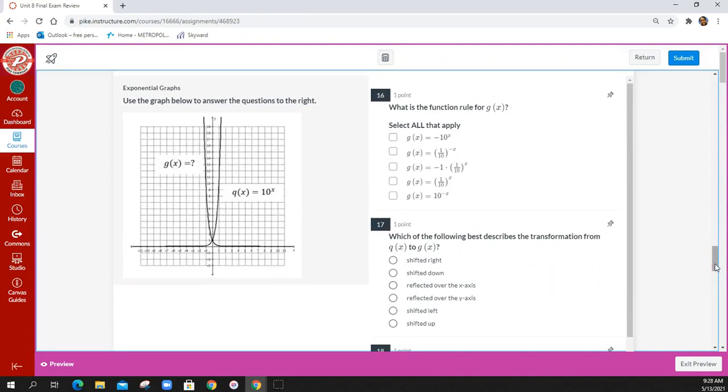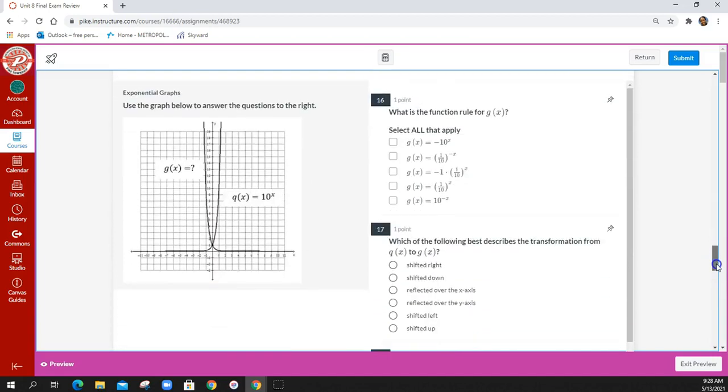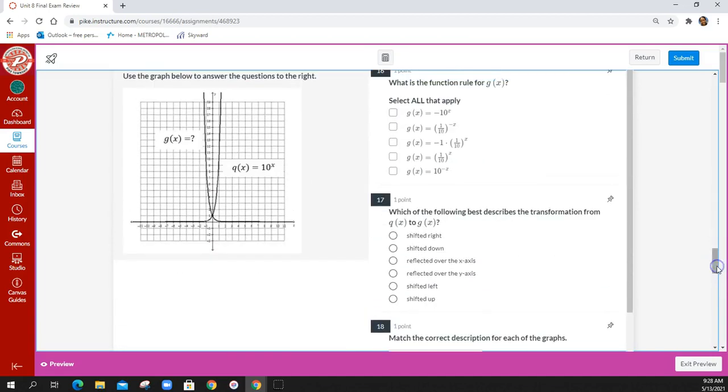Okay, so let's look at number 16. We have two graphs that are reflected over the y-axis. I'm going to go ahead and select that. That is your transformation for number 17.